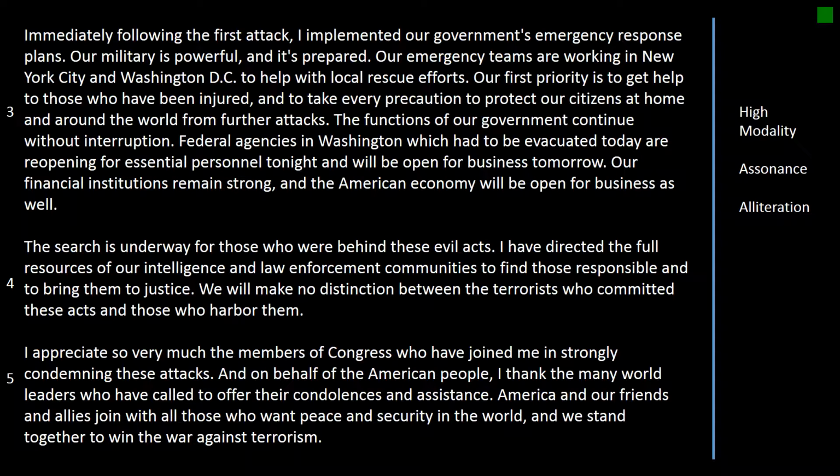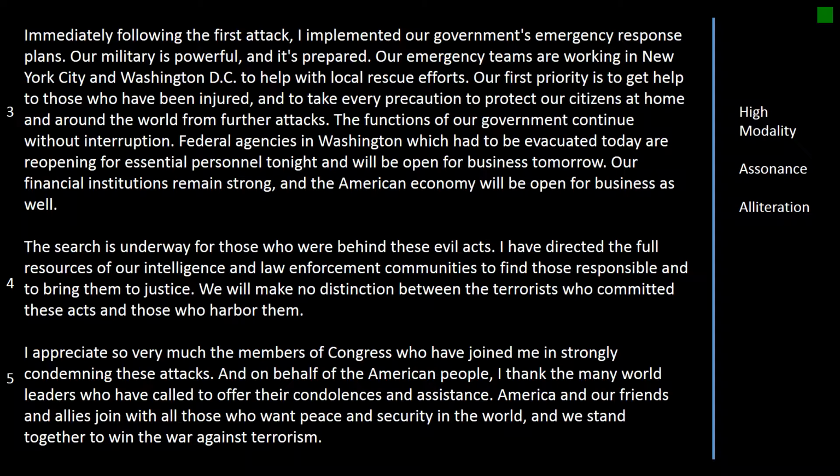Now on the screen we've got paragraphs 3, 4 and 5. So in paragraph 3 there, George W. Bush is really getting down to business. He's making assurances that the day-to-day stuff is going to be dealt with. He's assuring people, this is what we're doing and this is how we're going to proceed. In paragraph 4, there's a call to justice and a warning.